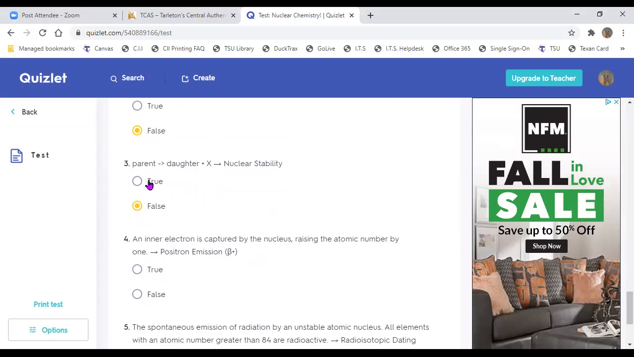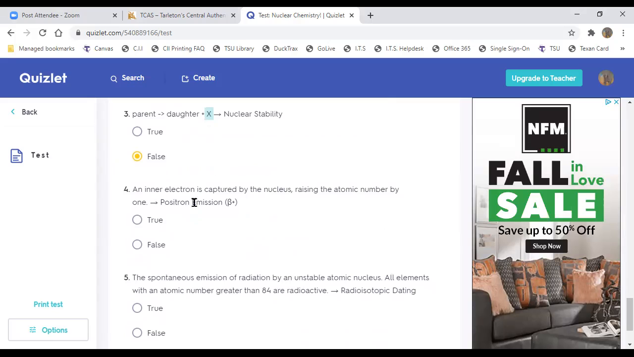But just know that the parent element is what you start with, the daughter element is what you end with, and then the X just stands for those things that we wrote on the Word document: the alpha particle, the electron, and the positron. It can be either of those. Okay, the inner electron is captured by the nucleus, raising the atomic number by 1. Is that positron emission?